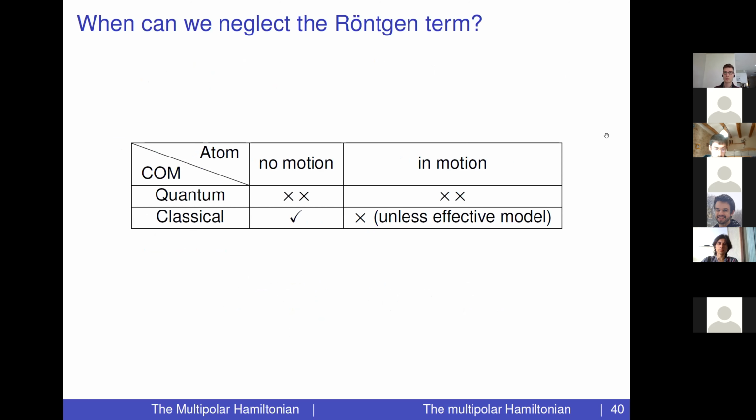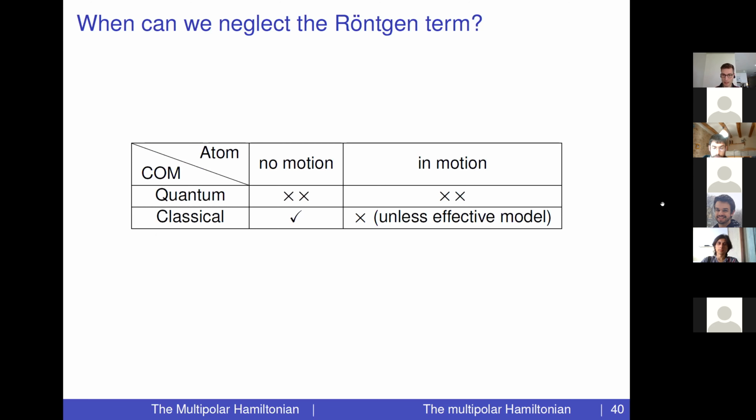Now let's talk a little bit more about this Röntgen term, since we clearly did not have it in the usual form of our models. And it only came now through this quantum center of mass. So if we have a quantum center of mass, of course, we can never neglect this term. The best we can hope for is that we have perhaps a quantum reference frame or so where we have on average the center of mass momentum to be 0.